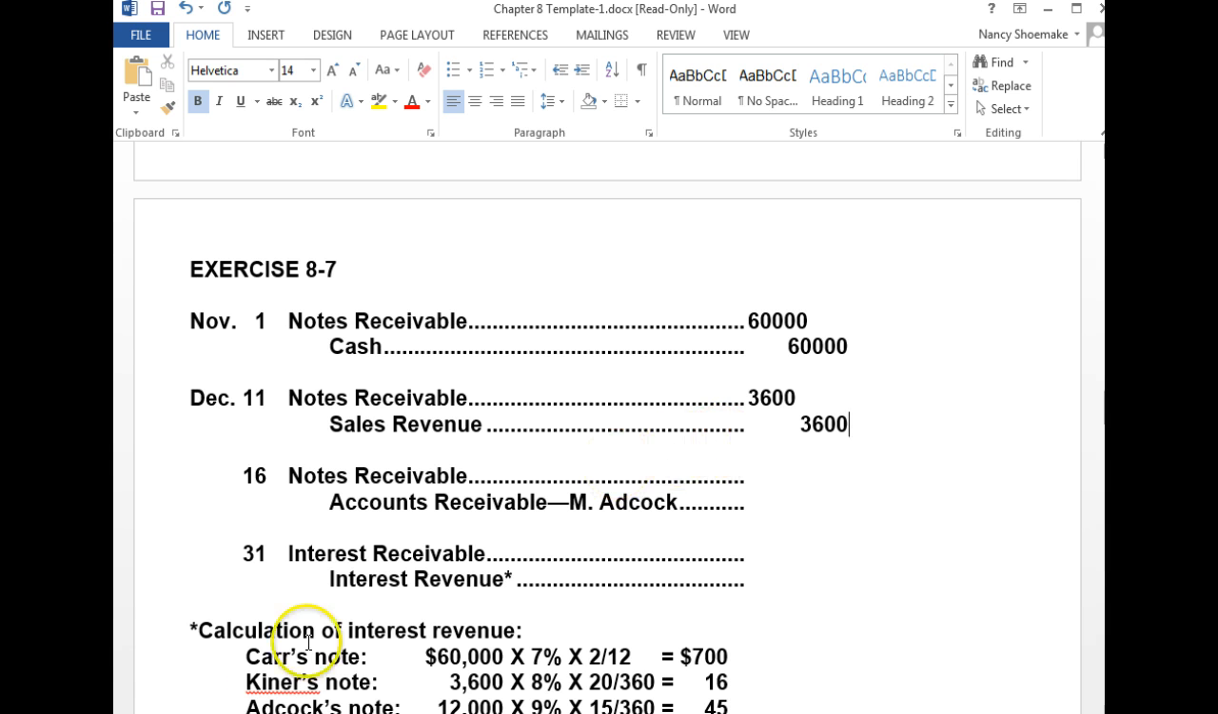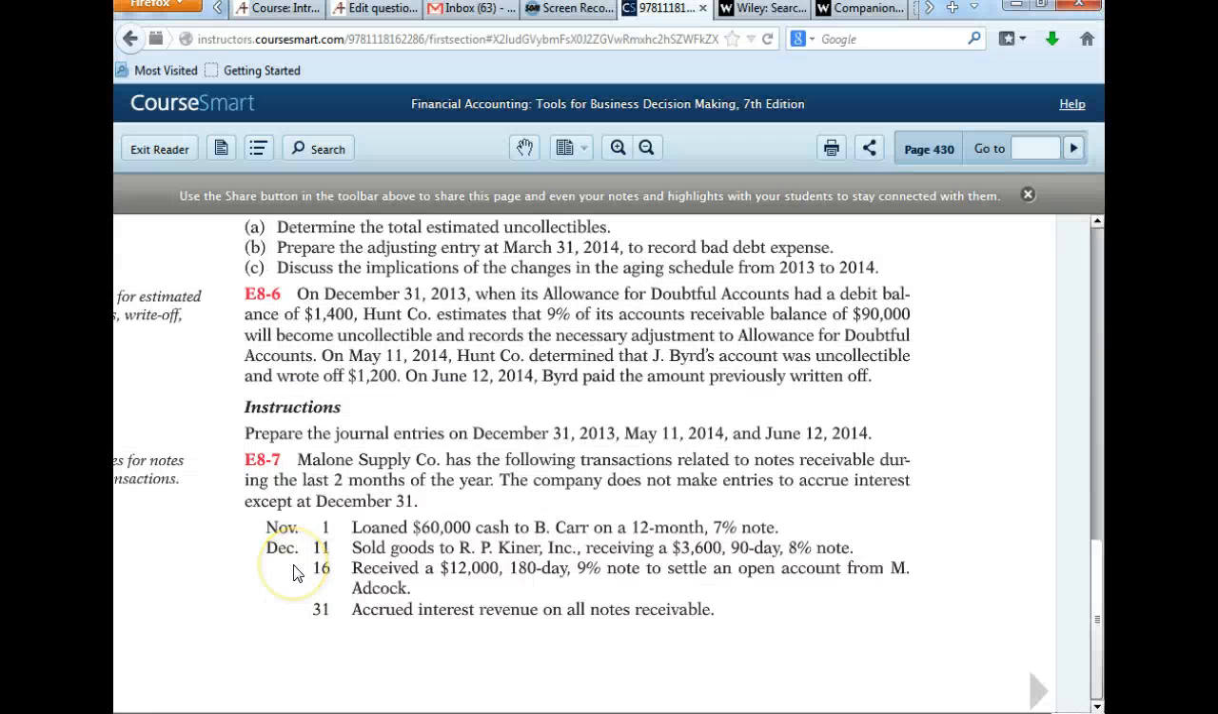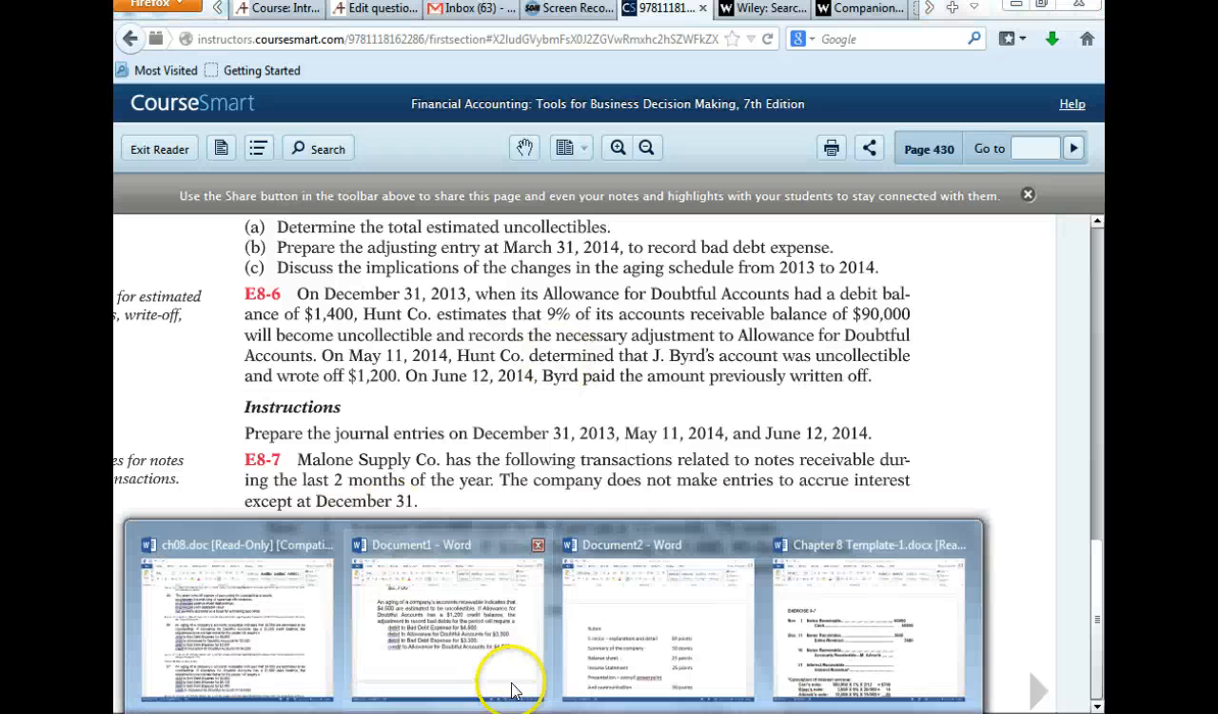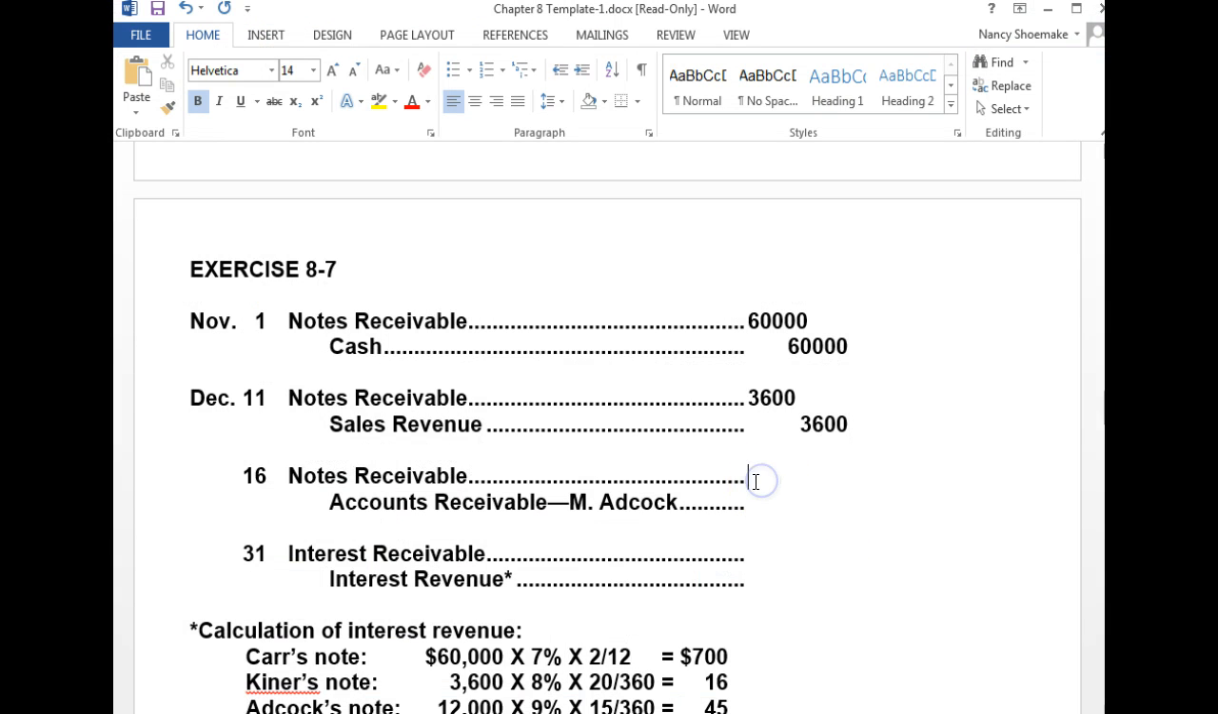Then on December 16th, received a $12,000 180-day 9% note to settle an open account from M. Adcock. What are we going to do here, guys? Notes receivable $12,000. Get rid of his accounts receivable for $12,000.